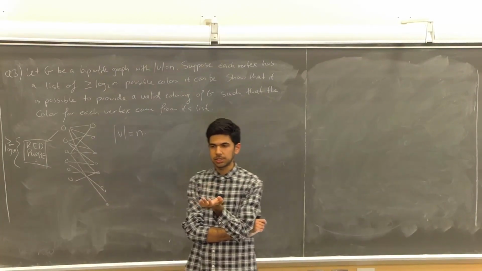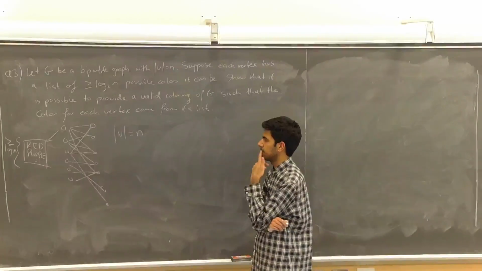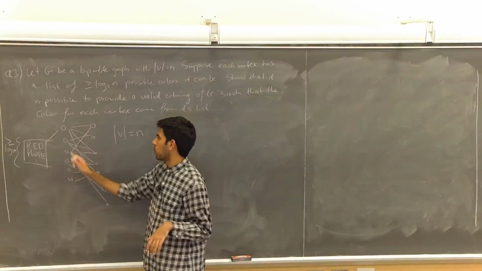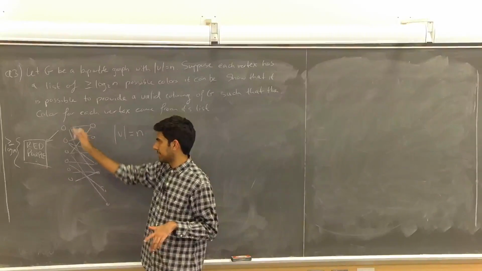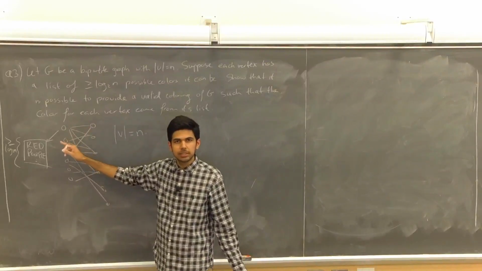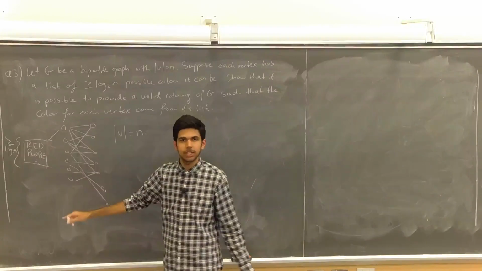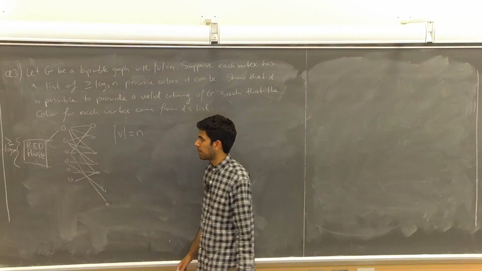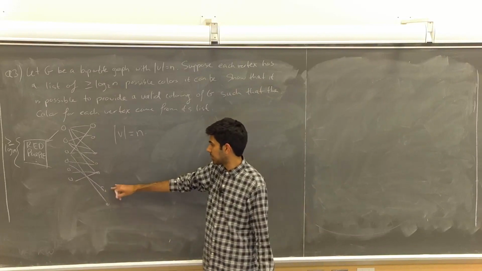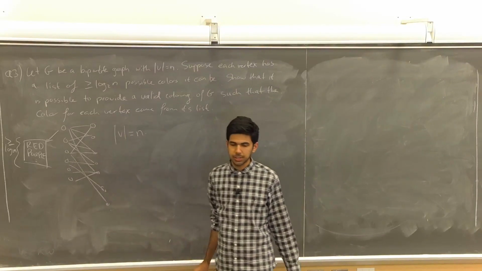How might you start to logic about this? I might start to think that whatever colors I provide to the left-hand side, all of these vertices could be the same color, since there's no edge between any two vertices on the left-hand side. And similarly, all of these vertices could be the same color. We don't need to worry about any interference of coloring there.